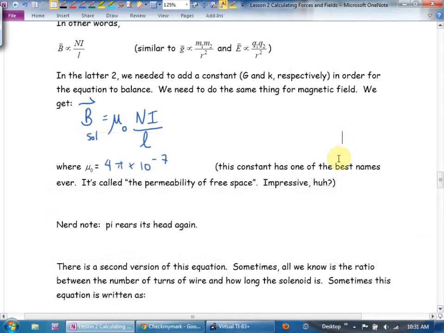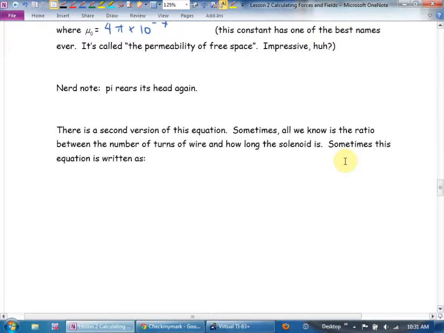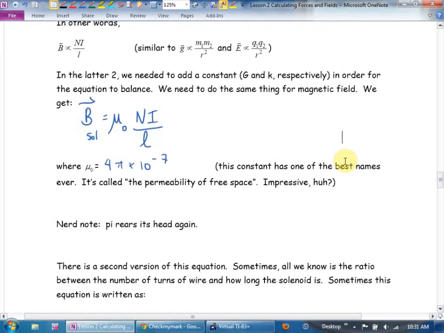There is a second version of this equation. Okay? Sometimes we don't know... what does the letter N stand for? Read your notes. I included it there. What's the letter N stand for?